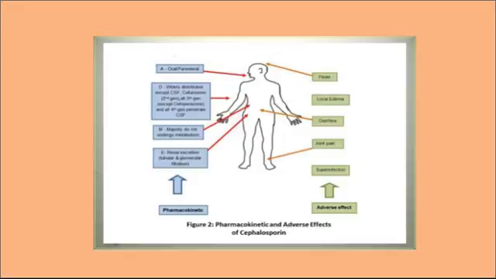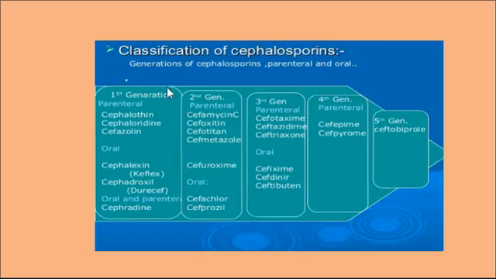So the first generation, I guess I should go to the next slide because I found this pretty cool picture here giving the names of them. If you see here, first generation, these are parenteral. That means they're given IM. And then you have the oral forms down here of the names of them.